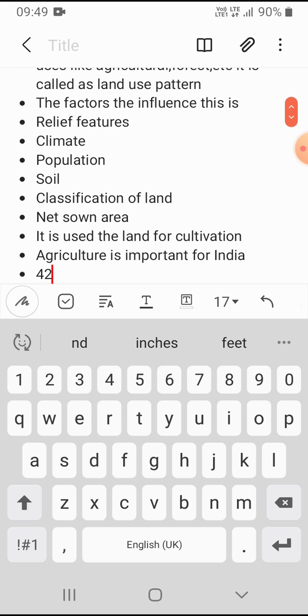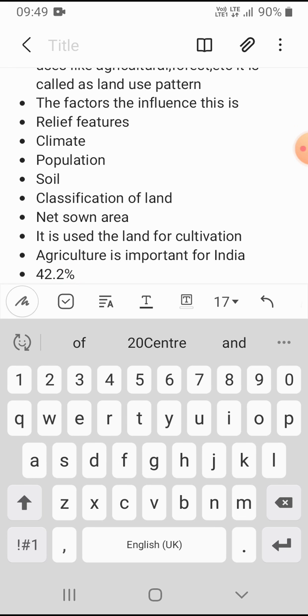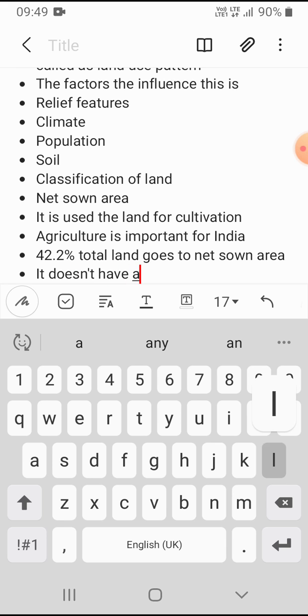So net sown area is land used for cultivation. 42.2% of the total land of India goes to net sown area. It does not have all parts of India. All parts of India do not have that net sown area.